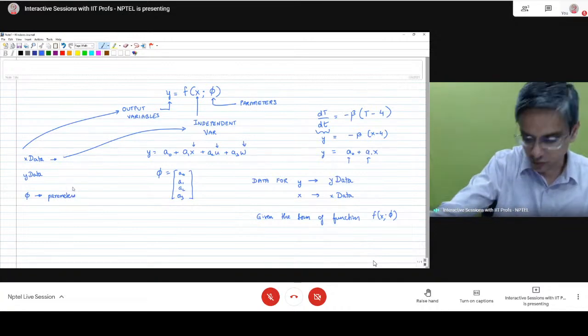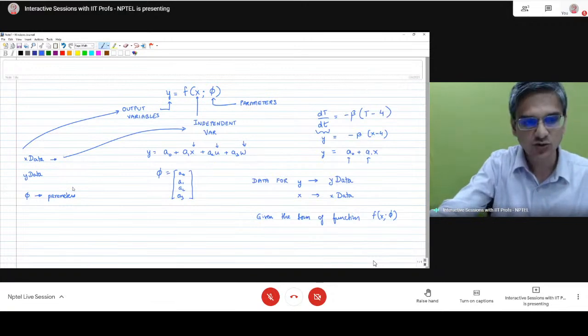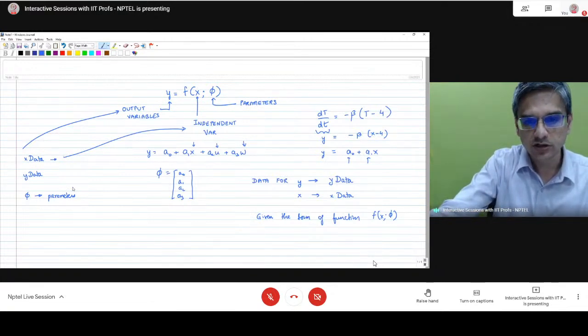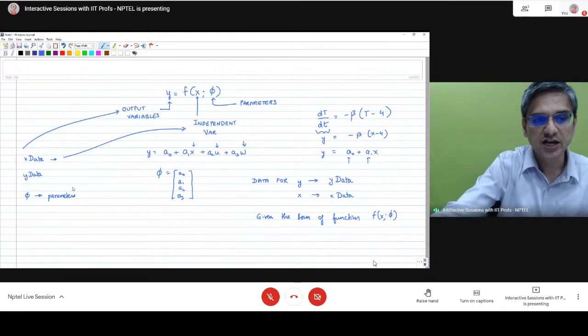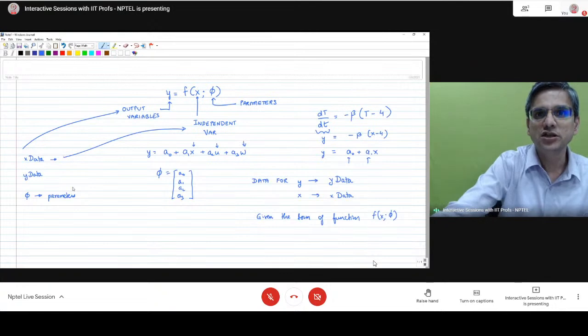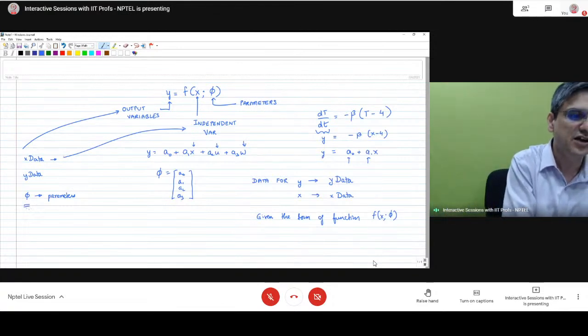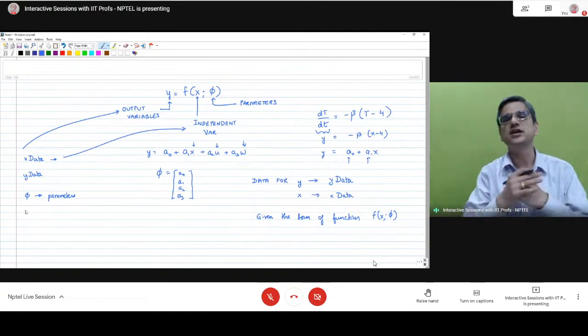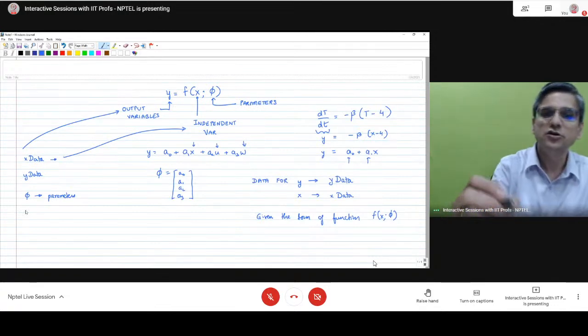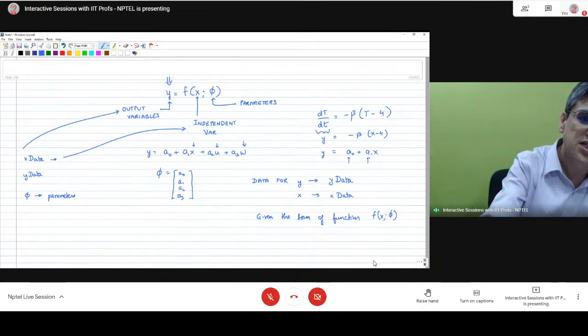Unfortunately, if you go to the help for LSQ curve fit, it has used the variable X data to represent the independent variable, and instead of calling it phi, they have used the parameter as X. Okay, so don't get confused. X, phi, X data, Y data, they are all dummy variables, right? You have to know whether it is this, whether it is this, or whether it is this.